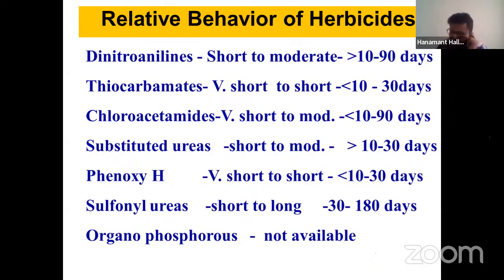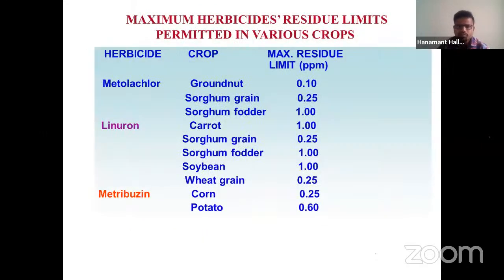Some of the chemicals such as glyphosate, glyphosate residue will not be there in the soil for more than a month. Immediately, within 10 days, it will get decomposed. But in case of herbicides such as sulfonyl ureas, they will be there in the soil for a long time, that is 5 to 6 months. Then this is the maximum herbicide residue limit permitted in various crops.